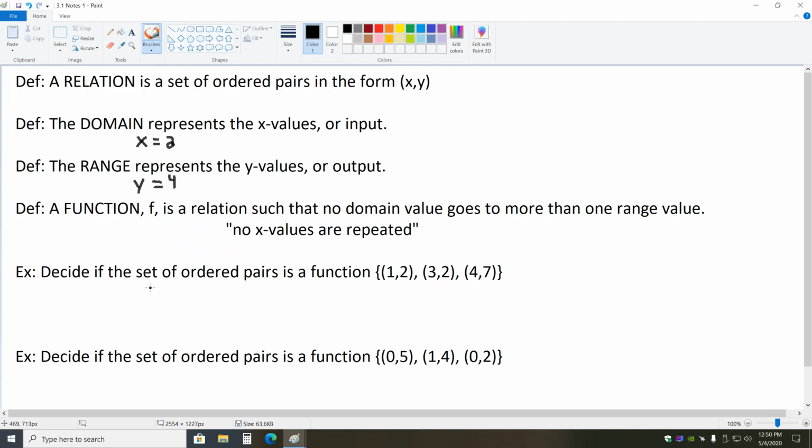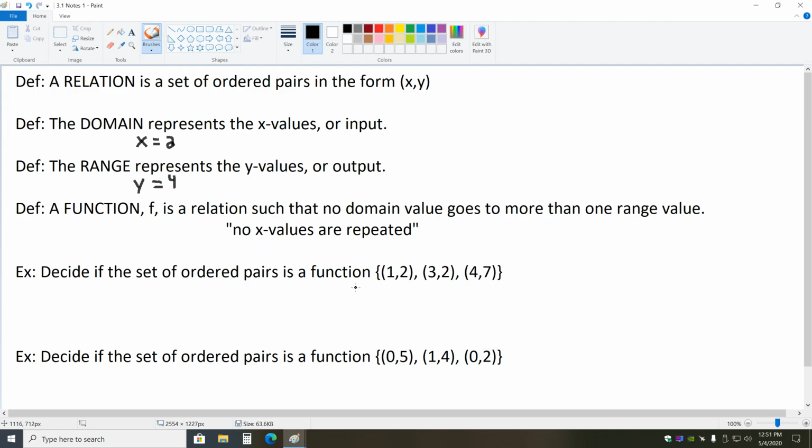So, let's go ahead and look at these two sets of ordered pairs, meaning sets of points. Whenever you see a curly bracket like this on each side, it means you're dealing with a set, which comes up a lot in higher levels of mathematics. So we'll say for this example, we want to decide if the set of ordered pairs is a function. We have the set that contains the points (1, 2), (3, 2), and (4, 7). Take a moment. Think about what our definition for a function says and if this is a function.